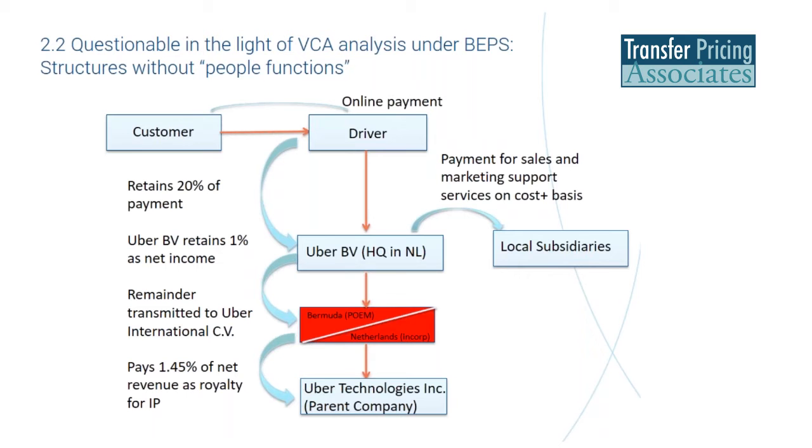This structure with Uber International CV being in Bermuda without any people functions is obviously attracting criticism in the post-BEPS world. Value chain analysis could be of help here to either substantiate the current structure and provide an audit trail on the key value drivers, creating value and their location, or align appropriate allocation of income to each of the Uber group entities. And we will look into the value chain analysis for Uber in further detail later on during this webinar.